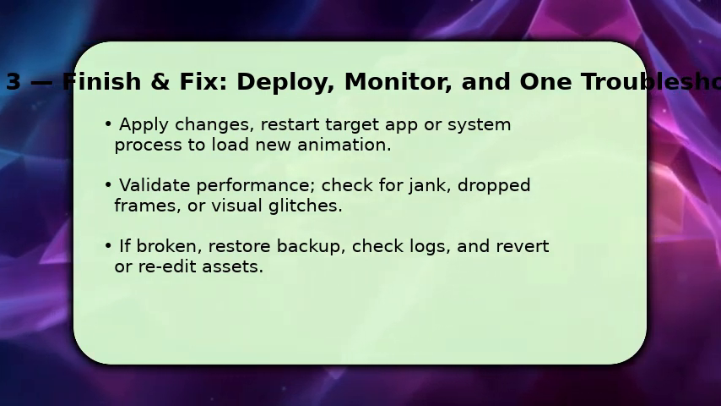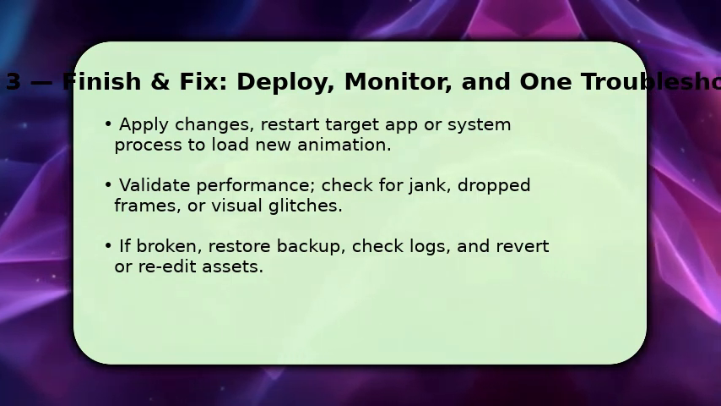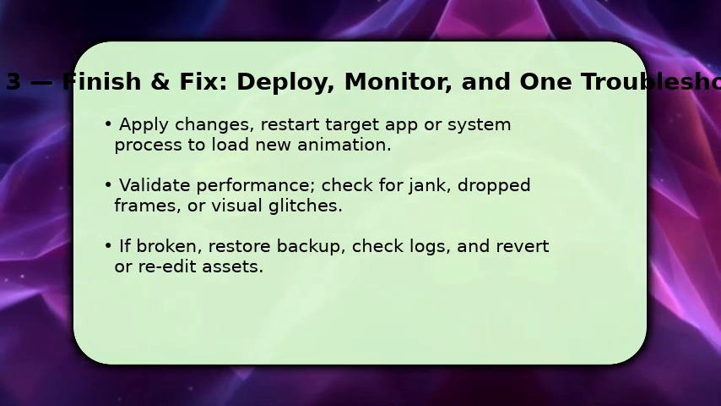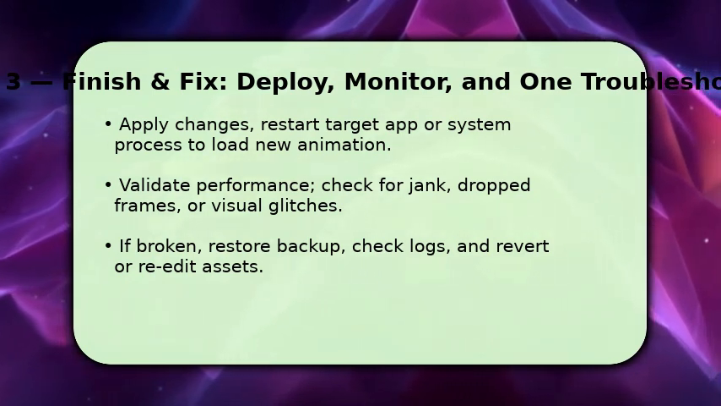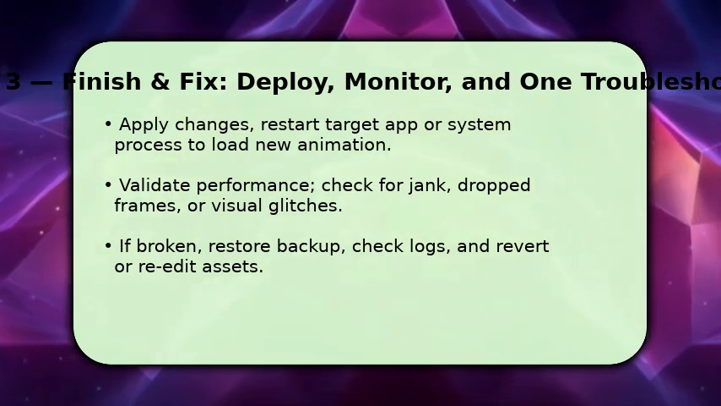If you see glitches, stop and restore the backup you made earlier because that's the fastest recovery. Next, check logs for asset load errors. If needed, re-edit assets or adjust durations. Once stable, finalize and document the new animation version.